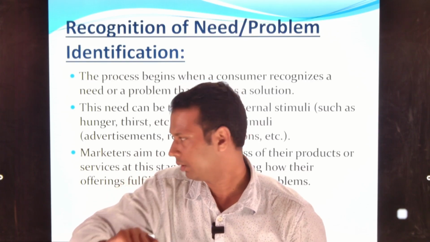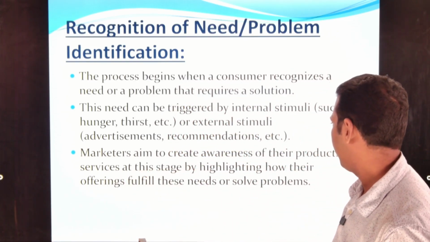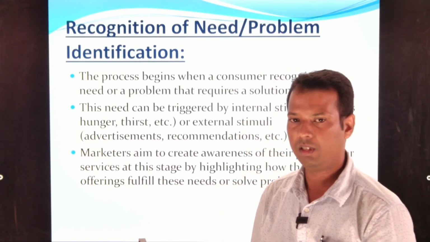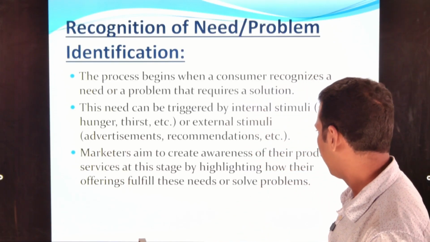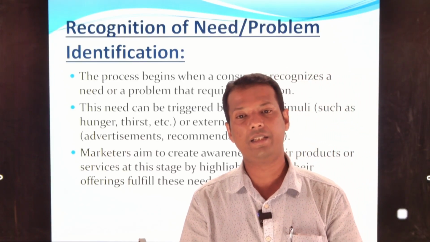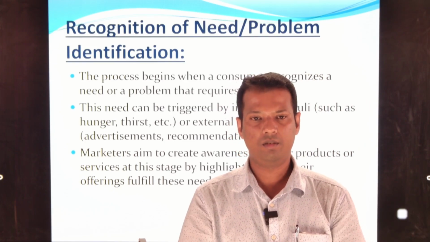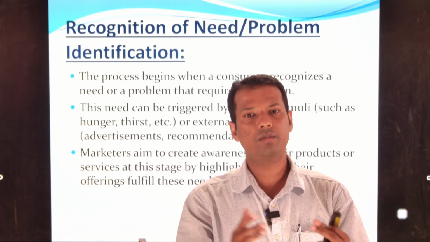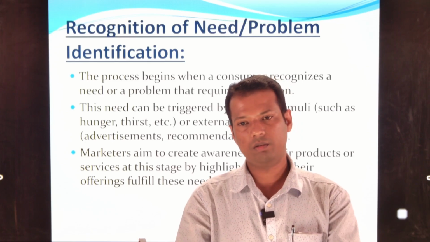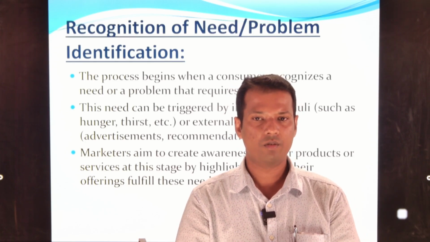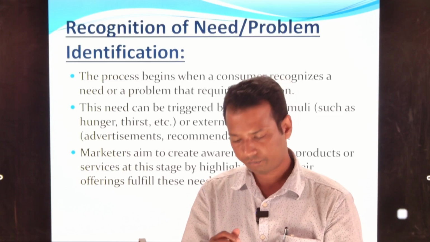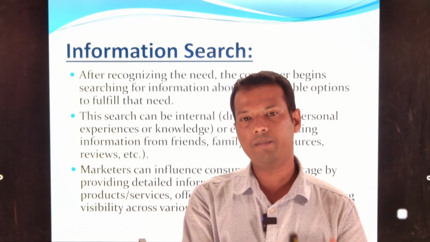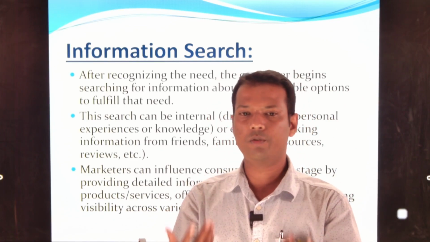How is that going to help the marketing professional? Marketing professionals aim to create awareness of whatever product or service they are launching in the market, by highlighting how their product is going to help fulfill the problems of the consumer. So that is the recognition of need and problem. Next, information search. Once the problem has been identified, we go towards the information search.